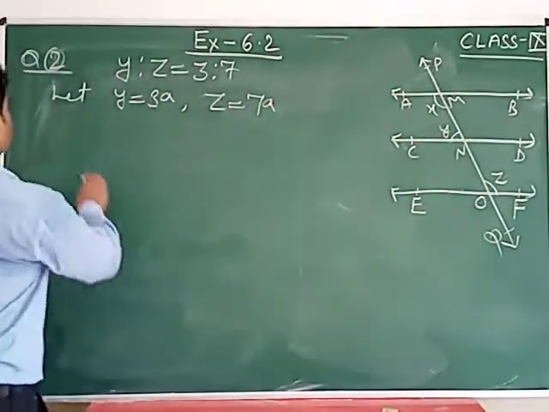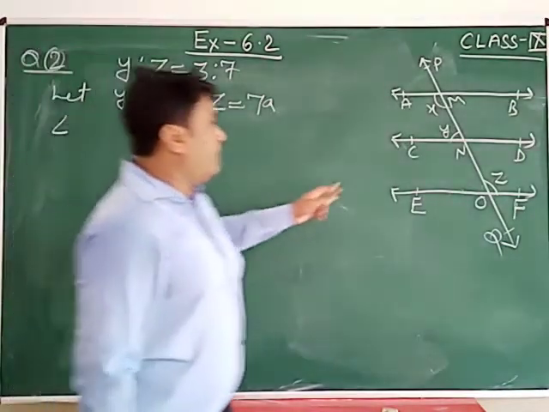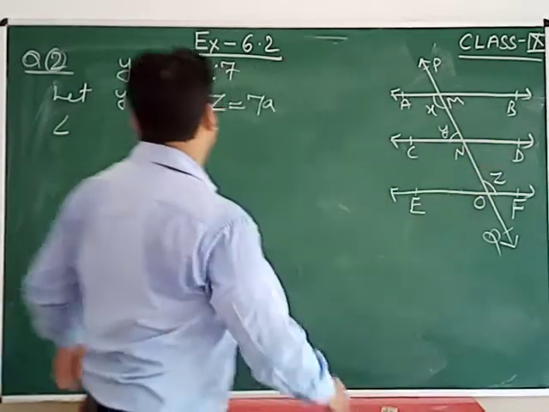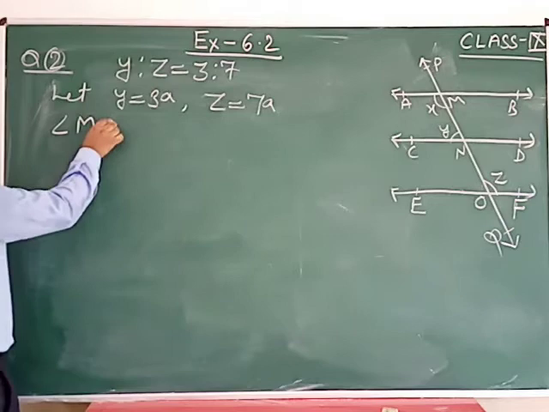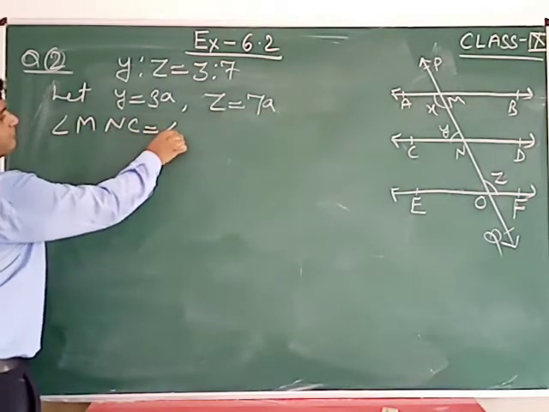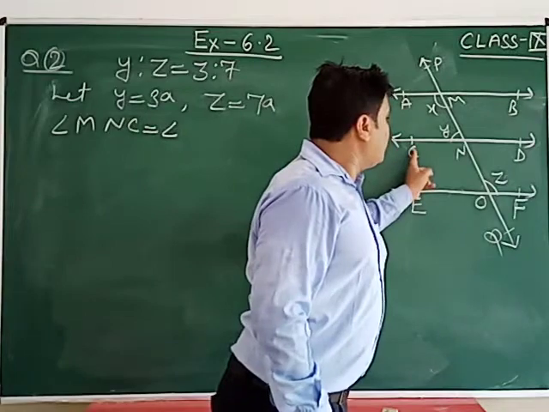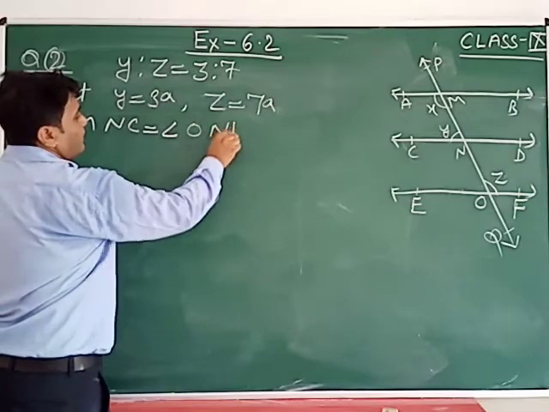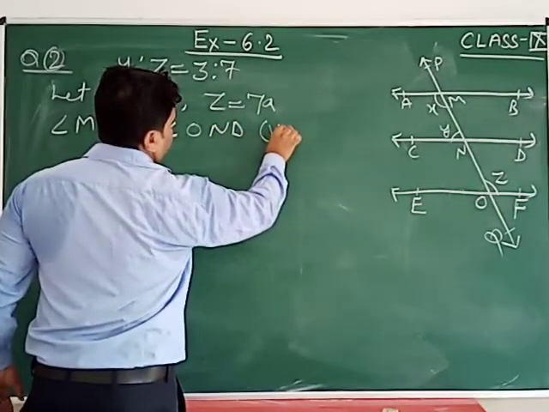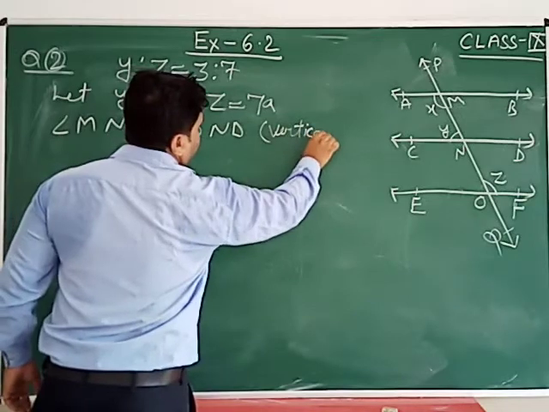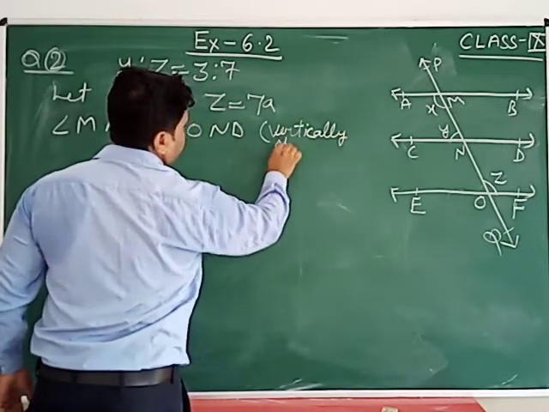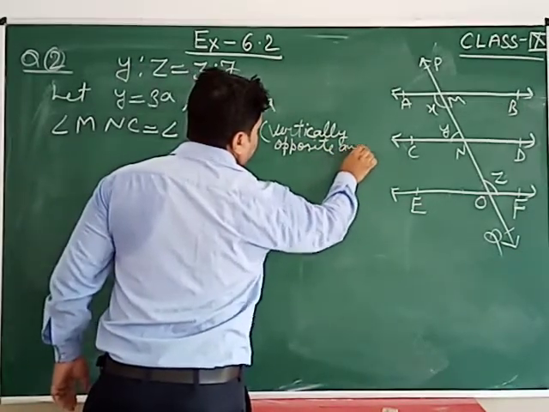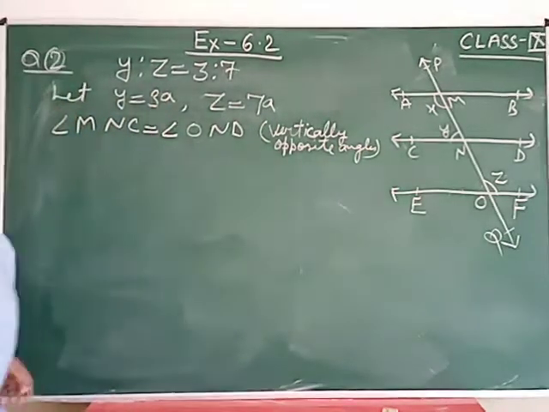So angle MNC equals angle OND. Why? Because these are vertically opposite angles, and vertically opposite angles are equal.